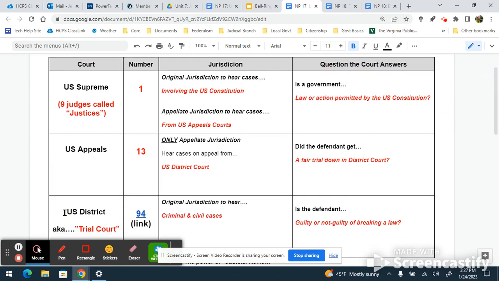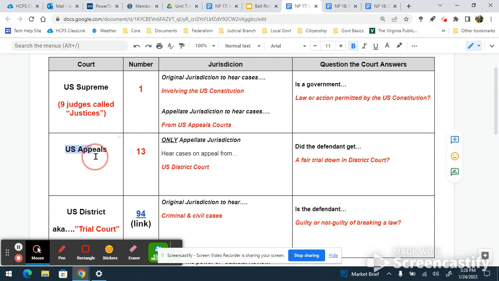For example, the most common United States federal court is called the district court, also known as a trial court. There are 94 of these district courts scattered across the U.S. They hear criminal and civil cases, more on those in note page 18. And the question that the district court answers is somebody guilty or not guilty of breaking a law? That's the question for the district court.